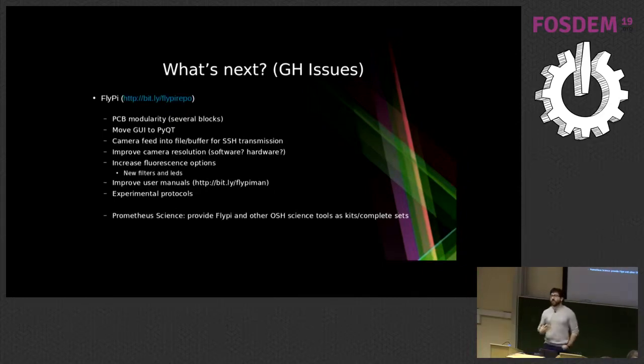Right now, because of the way the PyCamera is written, you cannot transmit the data directly via SSH. So we want to send all the camera feed into a file or a buffer or something like that to be able to control this remotely. Because right now you need the Raspberry Pi, a monitor, a keyboard, and a mouse.